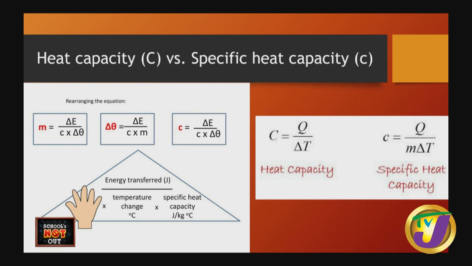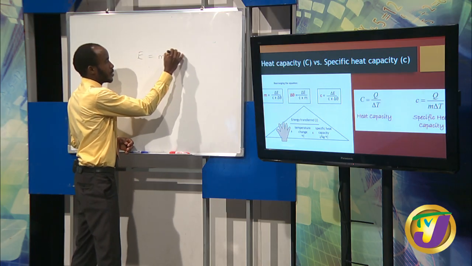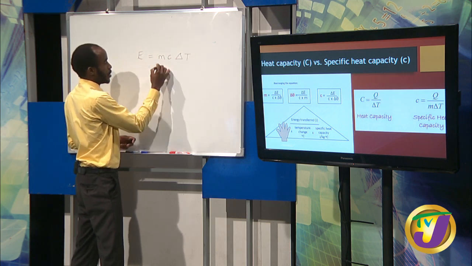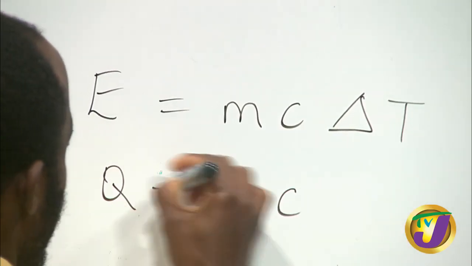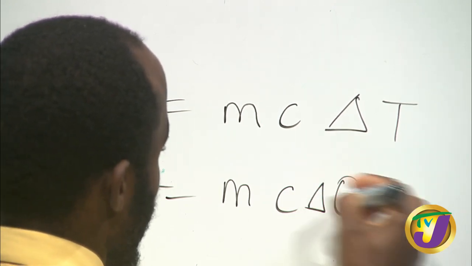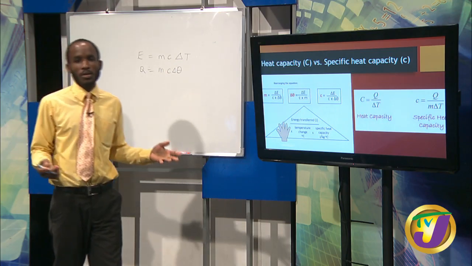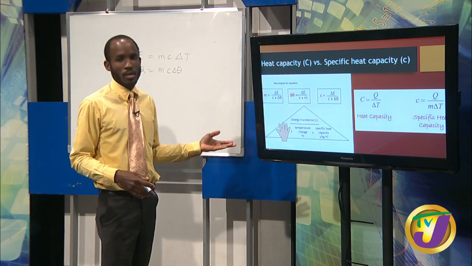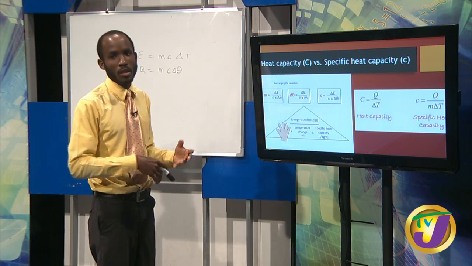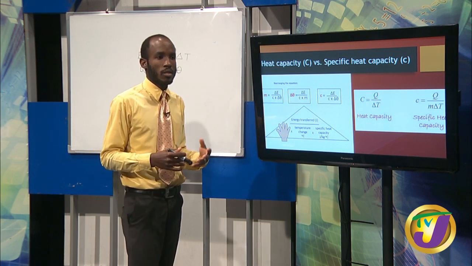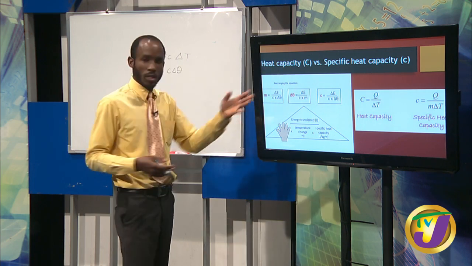So that magic triangle is shown here. At the top you have energy, we have mass here, temperature change here, and specific heat capacity. Sometimes they call it E is equal to MC delta T. Let me write that here: E is equal to MC delta T. Some books may use Q is equal to MC delta theta. It's the same thing. Some persons use delta theta, some use delta T, some use Q for heat, some use E for heat. It doesn't matter. Just know that the symbols represent what they do in the equation here.